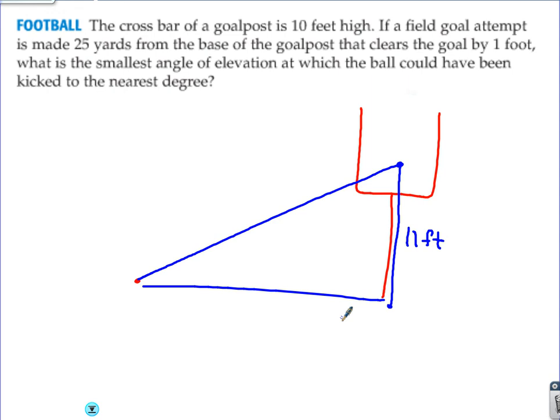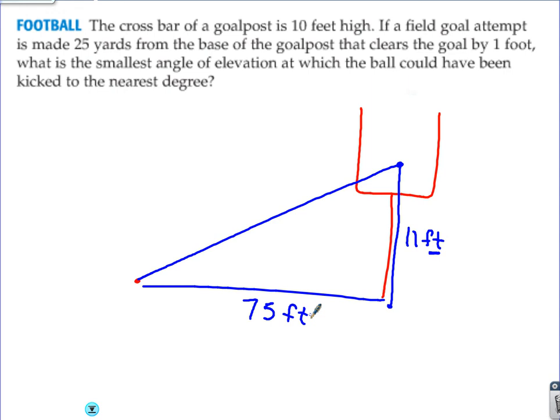And that's not from the 25-yard line, for all you football lovers. That's from 25 yards away from the goalpost. So do I put 25 yards here, or do I put 75? Why did I put 75? That needs to be in feet. 3 feet in every yard. So therefore, 25 yards would be 75 feet out.